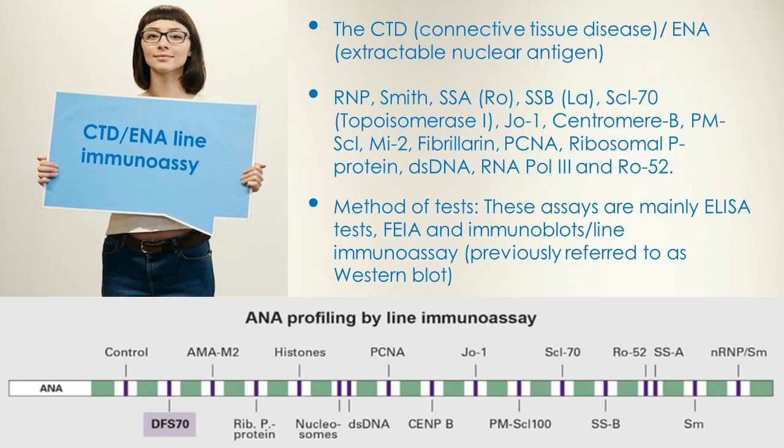The CTD screening assay detects antibodies to RNP, Smith, Rho, LAR, SCLER70, JO1, centromere B, PM-SCLER, MI2, fibrillarin, PCNA, ribosomal P protein, double-stranded DNA, RNA polymerase 3, and Rho52.